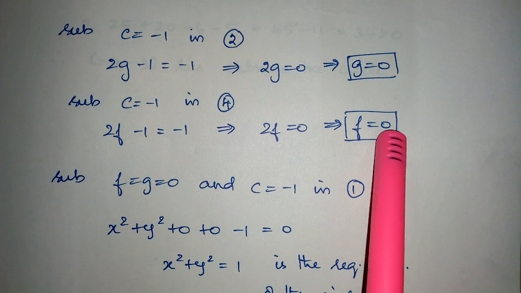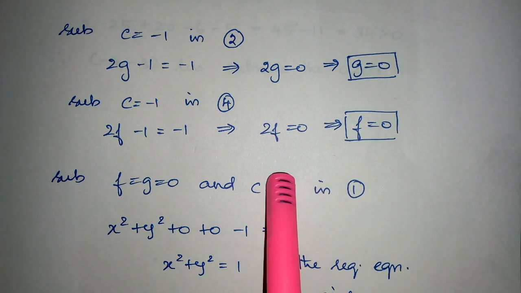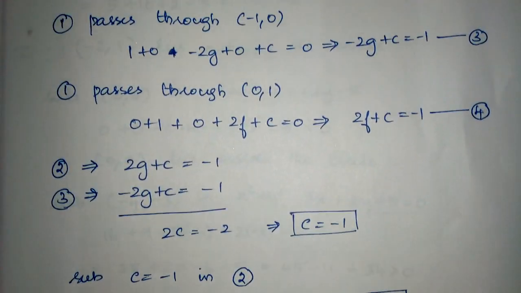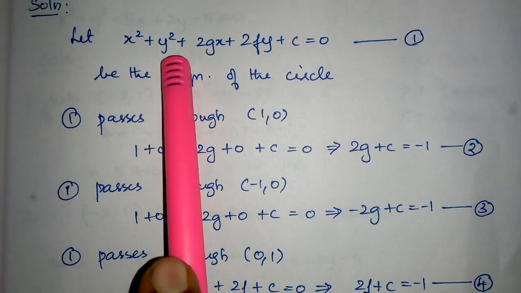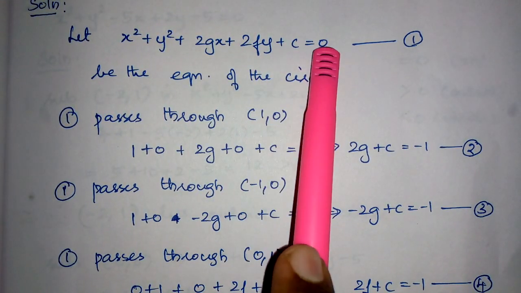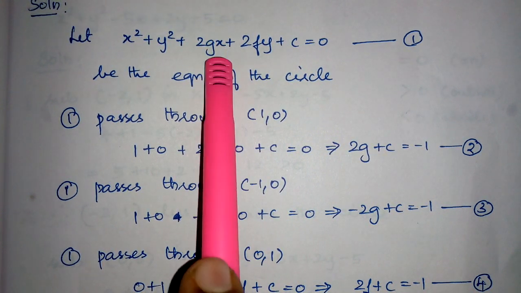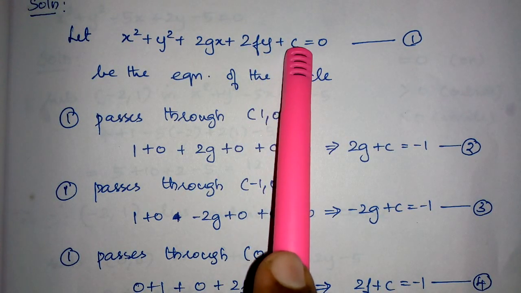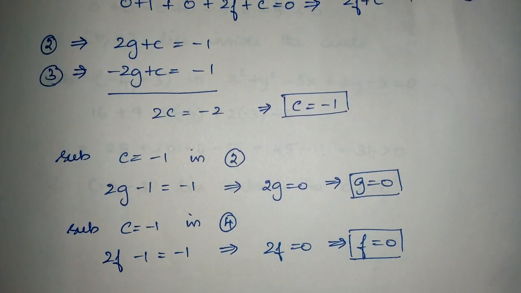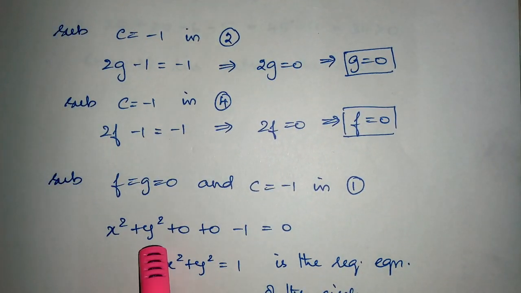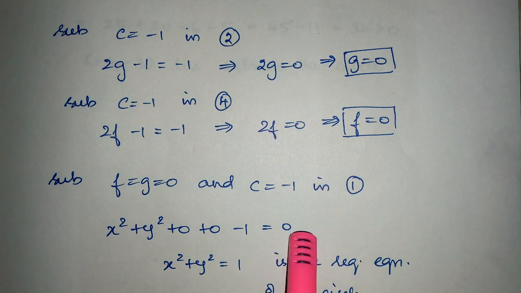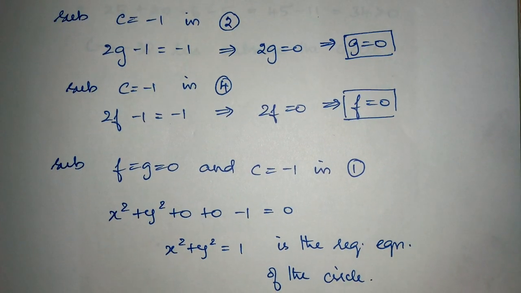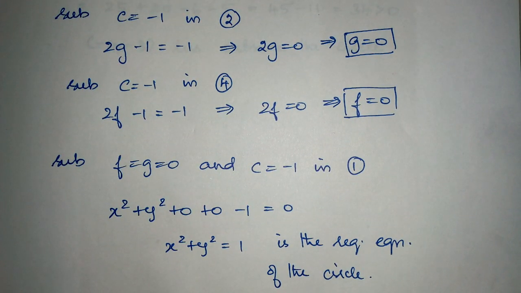Now we have to substitute the values of f, g and c, which we have already found, in equation 1. Equation 1 is nothing but x² + y² + 2gx + 2fy + c = 0. In the place of g I substitute 0, in the place of f I substitute 0, and in the place of c I substitute -1. So the answer would be x² + y² + 0 - 1 = 0. So x² + y² - 1 = 0, taking -1 to the right hand side, finally x² + y² = 1. This is the required equation of the circle. That's all. Thank you.